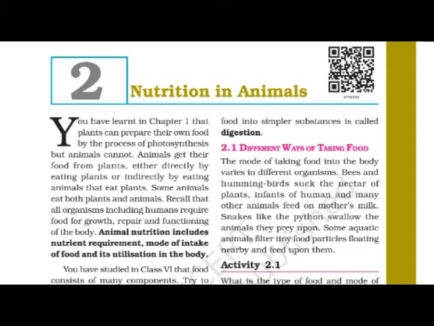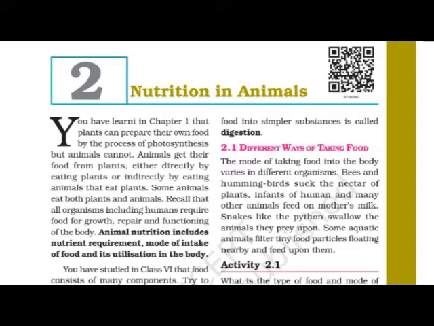So you have learned in chapter 1 that plants can prepare their own food by the process of photosynthesis, but animals cannot. Yes, we know it, how the plants can prepare their own food and what are the raw materials they require for the process of photosynthesis. But animals cannot prepare their own food as there is absence of chlorophyll. We have discussed all those things in the previous chapter. Animals get their food from plants, either directly by eating plants or indirectly by eating animals that eat plants.